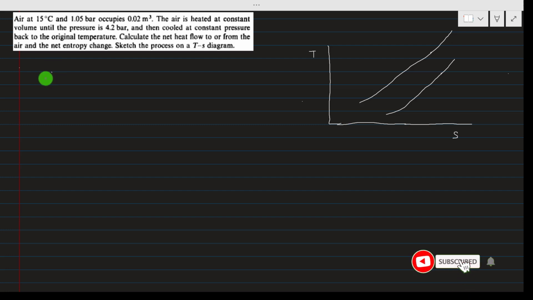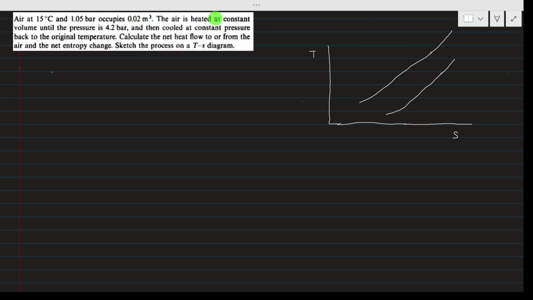However, in this video, we will solve example 4.3 from the book Applied Thermodynamics, McConkey and Stopes. Here is the statement. Air at 15 centigrade and 1.05 bar occupies 0.02 meter cube volume.